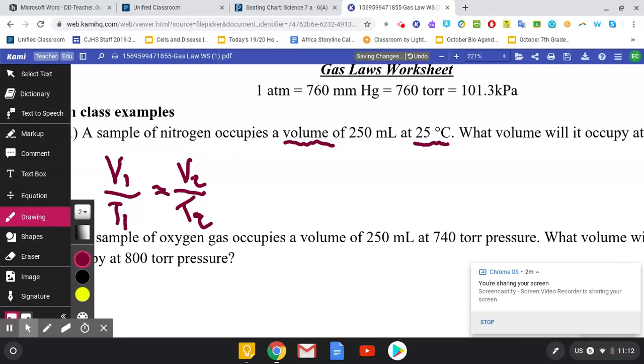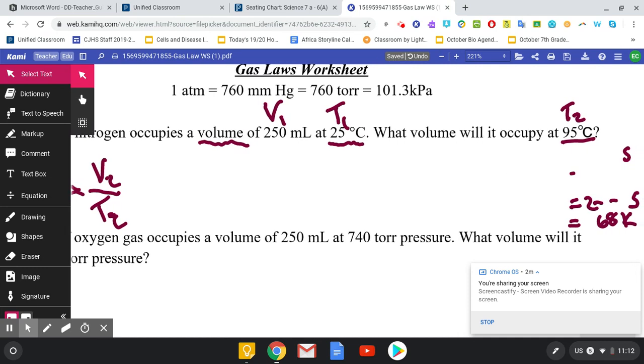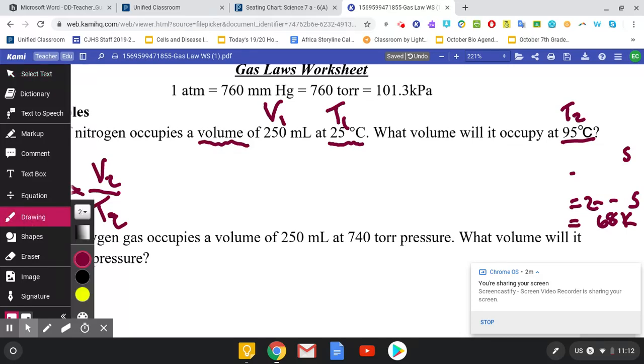Whenever you're doing gas laws, always identify what you have to start with from the problem. Here we have the volume of 250 milliliters at 25 degrees Celsius. That's our first volume, and we're given our first temperature. Then if we scroll on, we see that we are given a second temperature, 95 degrees Celsius. So what we don't have is our second volume. If the temperature changes, we need to find out what that second volume is.